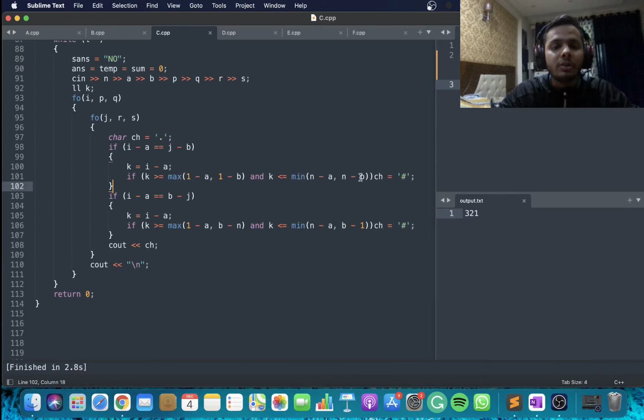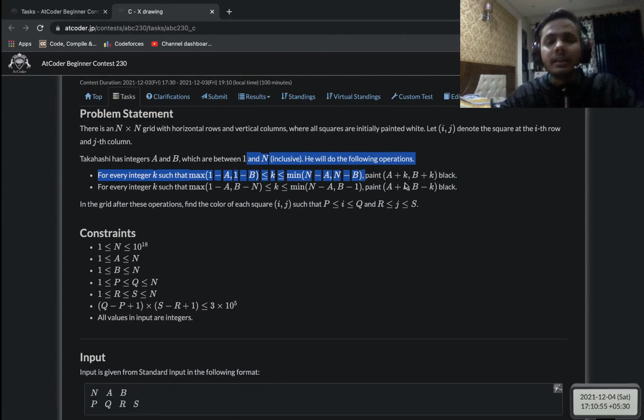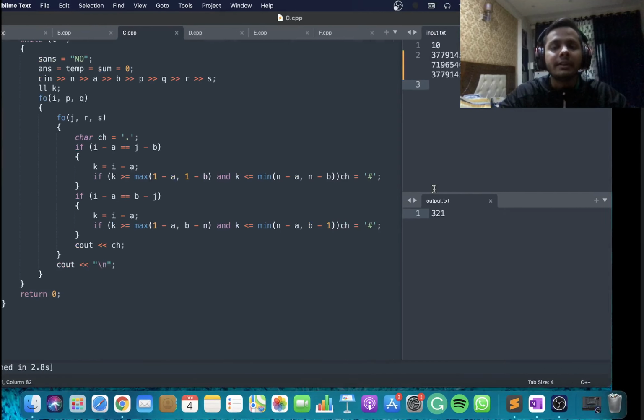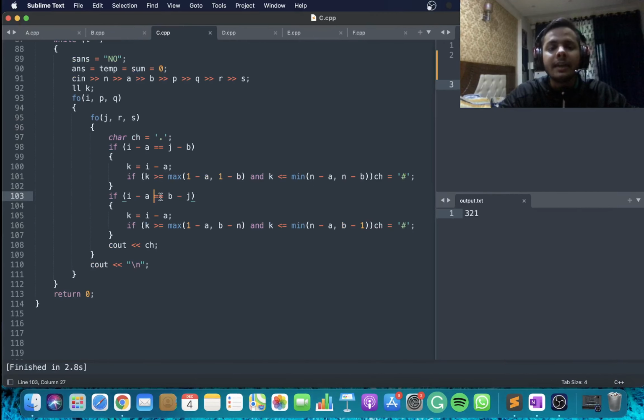So if k belongs to this particular range, then my current character is going to be hash, because the cell is going to be black. And similarly here, if a plus k is equal to i, then k is equal to i minus a. But on the other hand, b minus k has to be equal to j, so k has to be equal to b minus j. So that is why i minus a has to be equal to b minus j. And if that's the case, then k will be i minus a, and I'll simply check whether k belongs to the given range or not. And if that's the case, then my character is going to be black. Otherwise, my character is already going to be white, right?